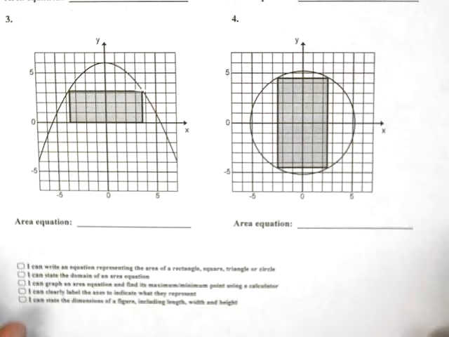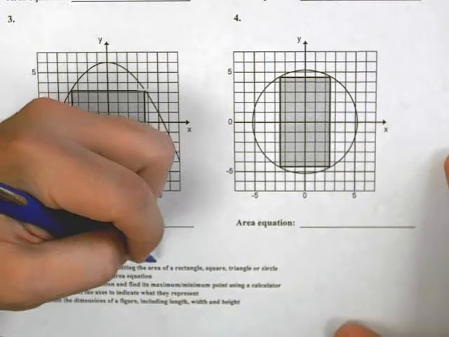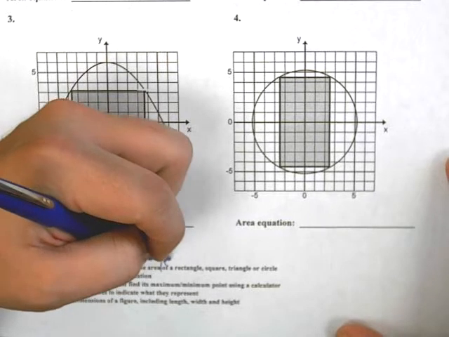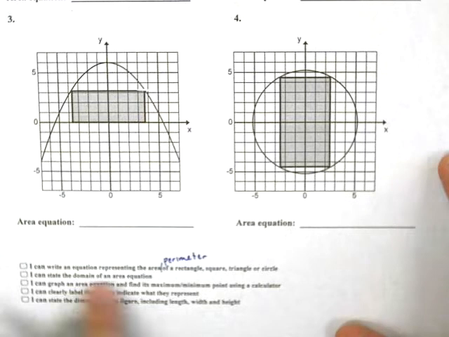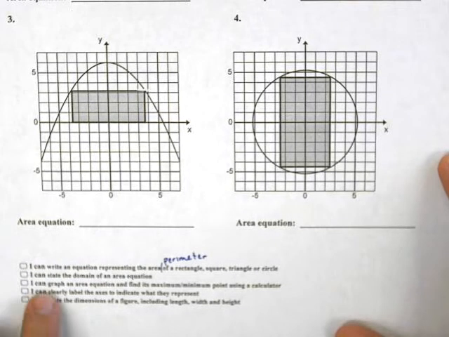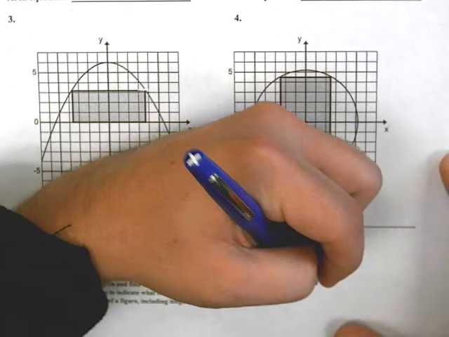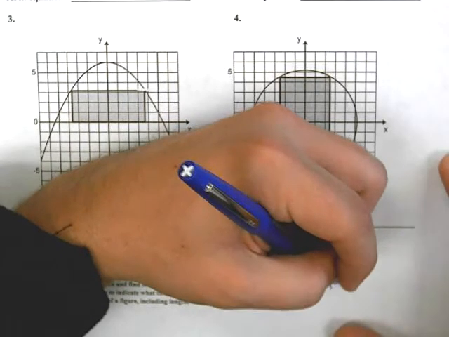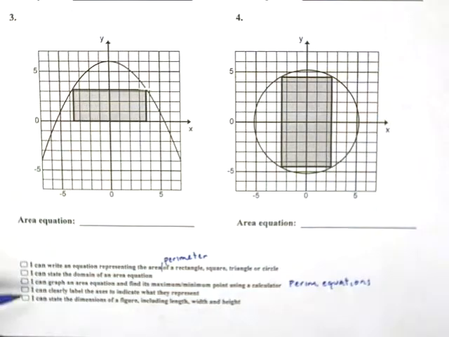If we flip to the next page, the only thing I want to add a little bit. I want to say, not only can we write equations representing the area, but we're also going to start talking about a little bit of perimeter as well. Okay, still need to do domain. We still want to be able to graph area equations, but then again, we're also going to want to graph perimeter equations. So I'm going to add that. And then the other two are staying the same. Clearly label the axes, state dimensions. Okay, so let's jump into this.